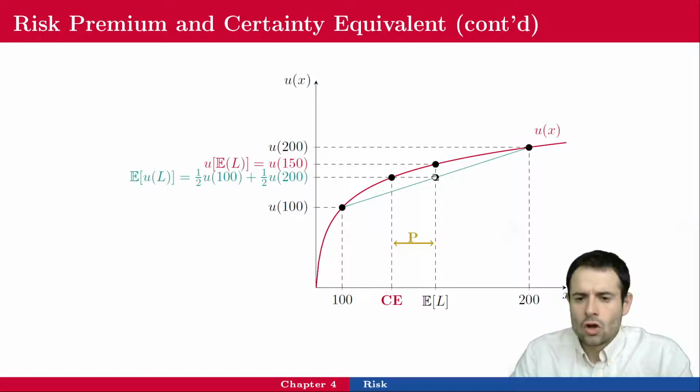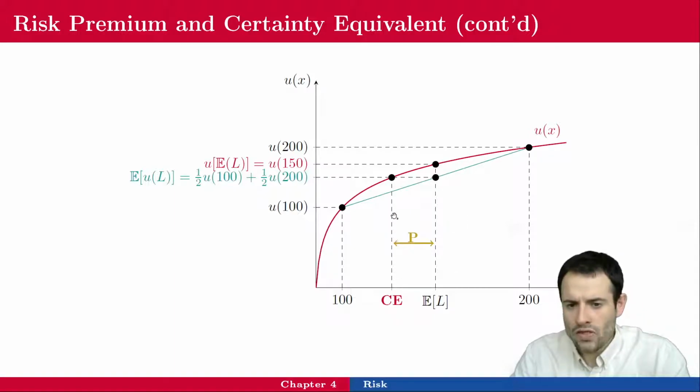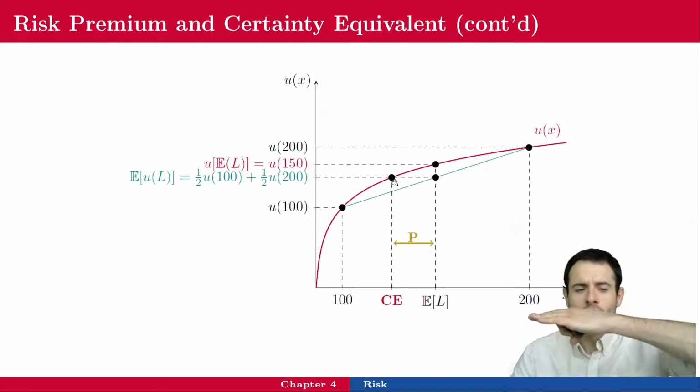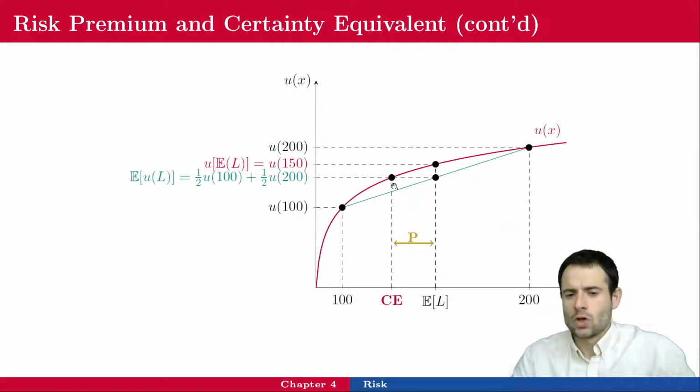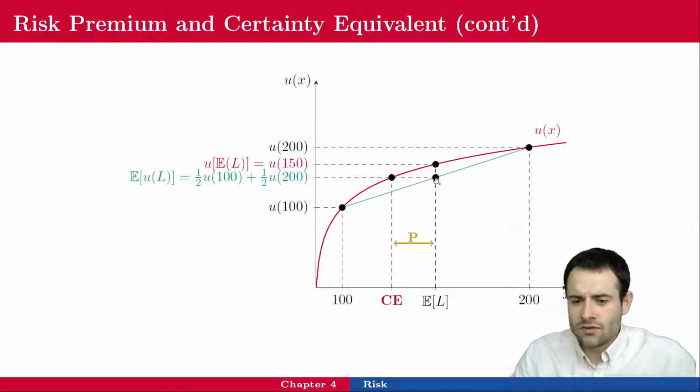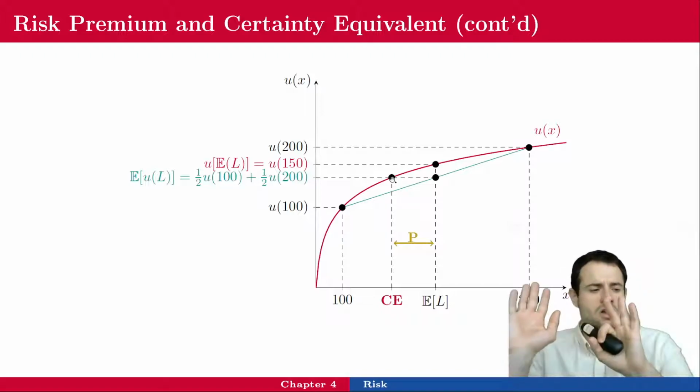So the certainty equivalent is going to be the amount X that you align with the graph, so that this point is aligned with the expected utility. You can see that both of these points are vertically on the same level. So the agent is indifferent between playing the gamble and getting an expected utility, or getting an amount of money equal to CE for sure and not playing the gamble.